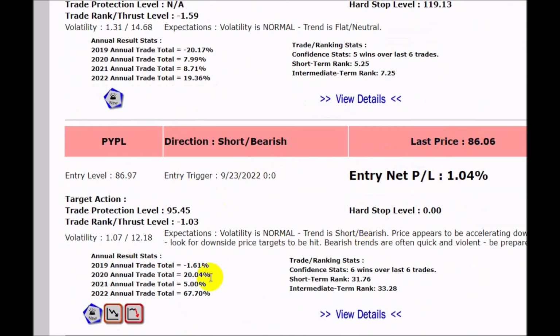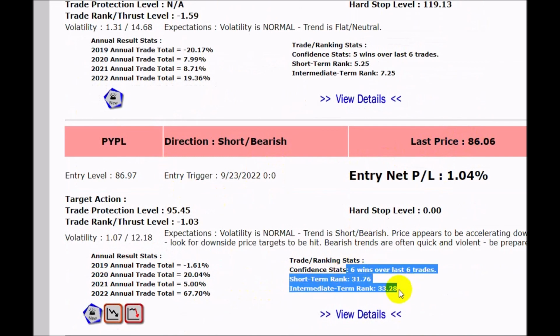PayPal, $86. It's been performing pretty well. 6 of the last 6 winners, bigger volatility. So about 50% of my allocation would go into this.